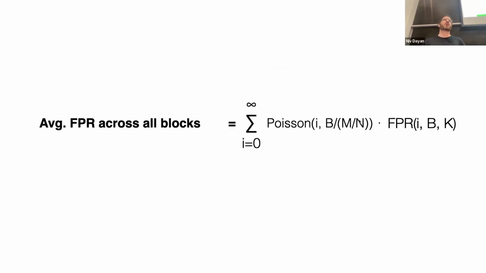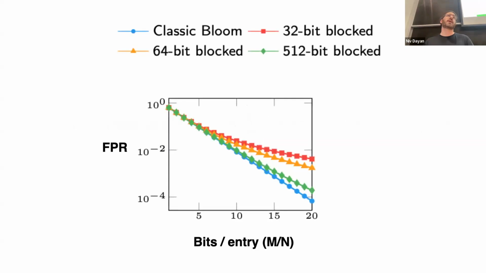Now I can just take these expressions and multiply them by each other to get the weighted average. This is going to give me the weighted average of the false positive rates across all the different blocks in the filter, based on the distribution. This accounts for the fact that some blocks underflow and other blocks overflow. This expression is hard to compute in closed form, but you can plot it in Excel. And if you plot that in Excel, you'll get something that looks like this.